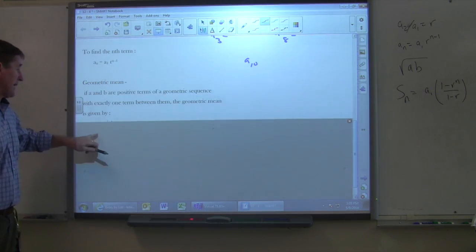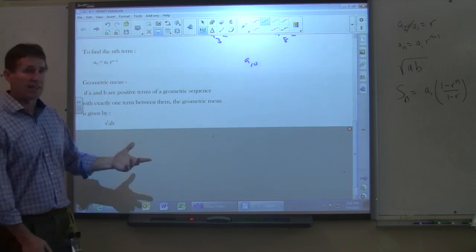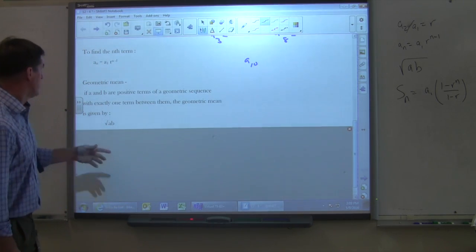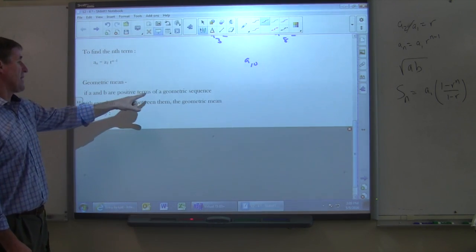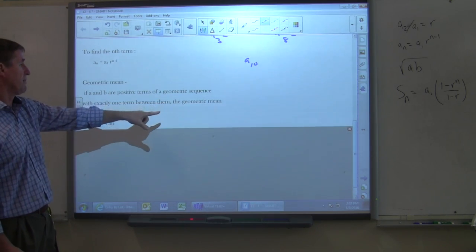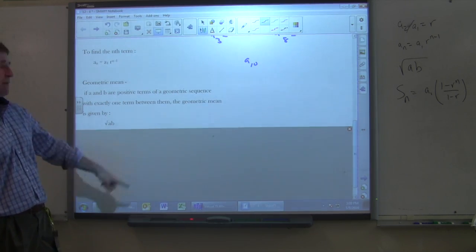The geometric mean, we haven't done this before, and you're not going to be tested on it, but it is on the assignment. It's not very hard to do. It says if a and b are positive terms of a geometric sequence with exactly one term between them, the geometric mean is given by the square root of a times b.